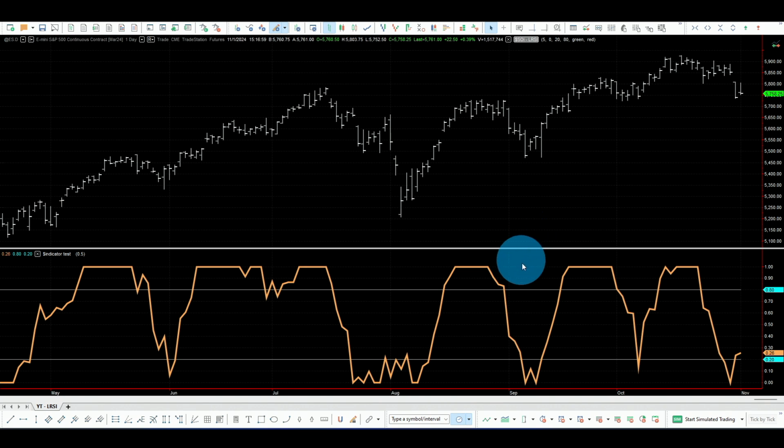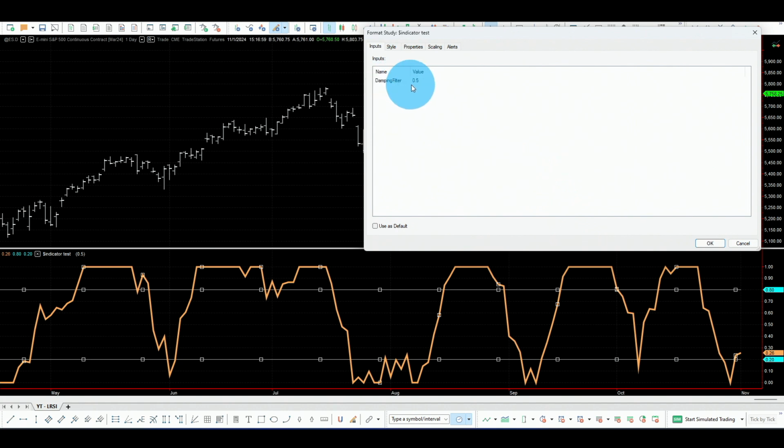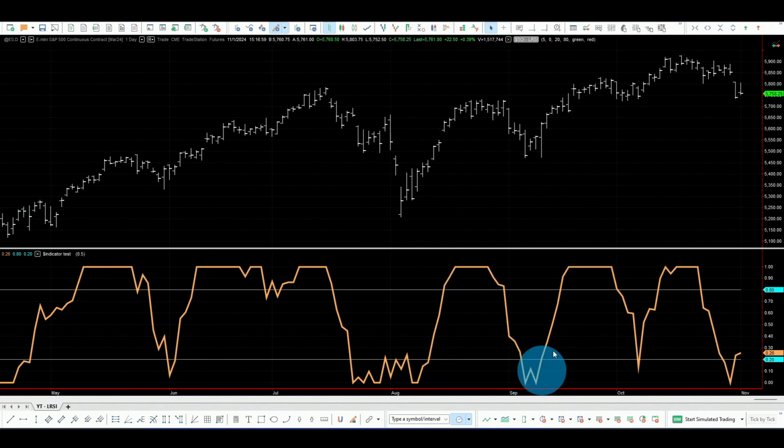What's also interesting is that this indicator does not have a look-back period. Instead, it has a value for a dampening filter. So the only optimization you have is the value of the dampening filter. As you can see, it's an oscillator that goes between 0 and 1. So if we plot the 0.8 and 0.2, basically it will be like the RSI oscillator.